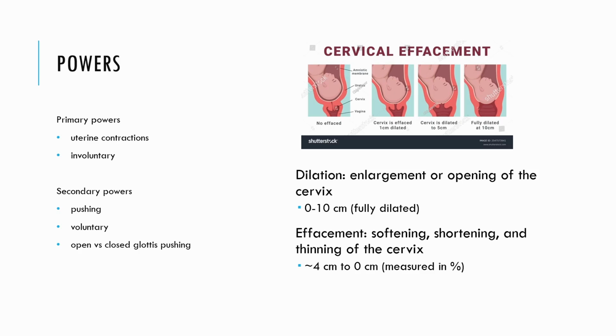Now with pushing, we've got open glottis versus closed glottis. What is recommended for moms is that when they're pushing, they actually have an open glottis, meaning that they let air flow through their vocal cords as they're pushing. So you're going to take a deep breath in and they're going to push and you're going to hear a noise come out. Okay, so this is going to sound weird, but it's ooh.